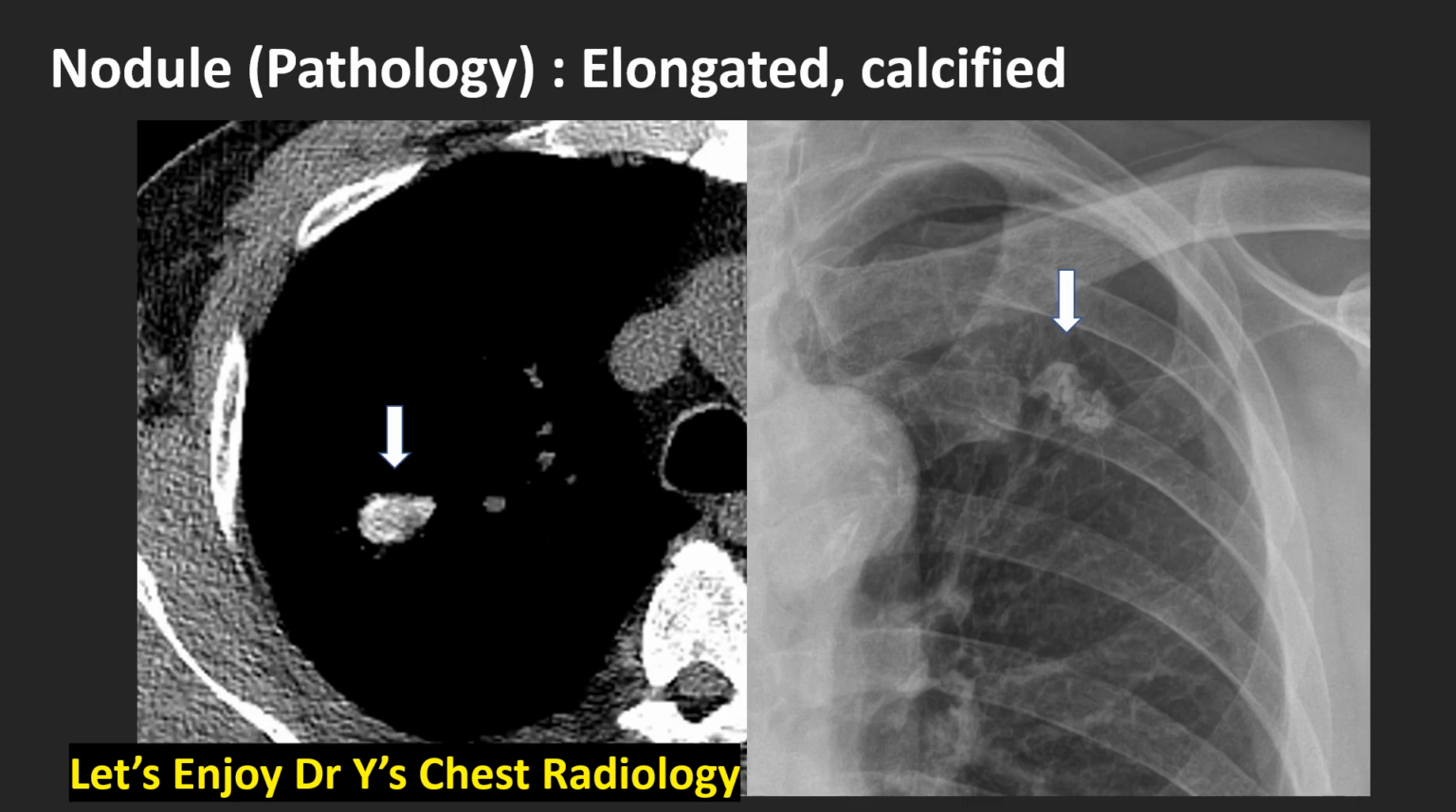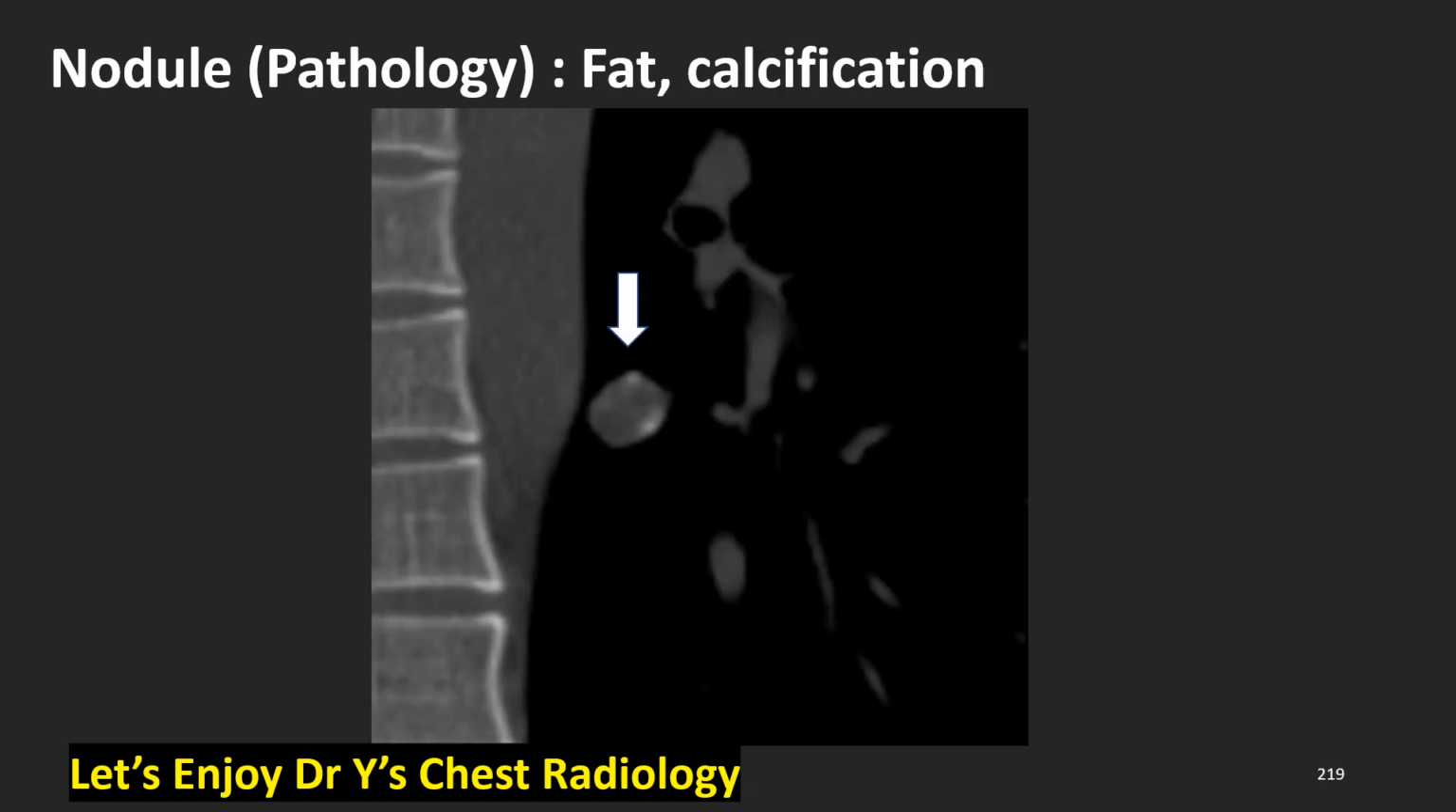Nodule pathology. Elongated, calcified. Arrows indicate calcified and elongated nodules of 2 patients. Nodule pathology. Fat calcification. Arrow indicates a nodule with fat and calcification, suggesting hematoma.